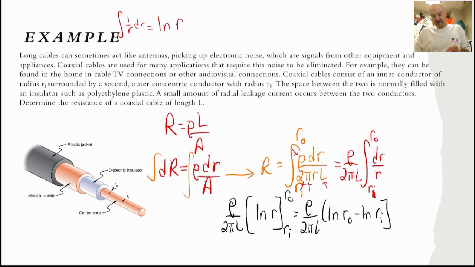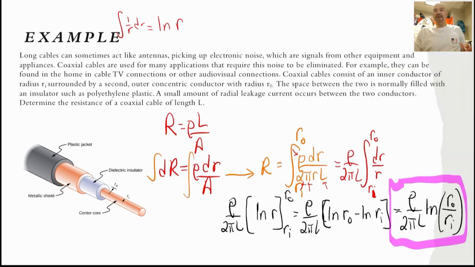We talked about this in one of the previous videos. Here's why you learn those exponential rules, because that just becomes the natural log of R0 over Ri. So our final answer is going to be rho over 2 pi L times the natural log of R0 over Ri. That right there is the resistance in this coax cable. Again, there was a little screw up in the middle there. I'll make sure it gets all nice and neat. But that's the end of just simple Ohm's law and electrical power.